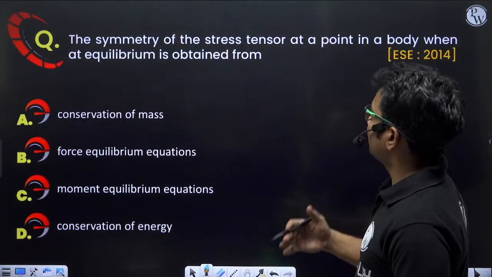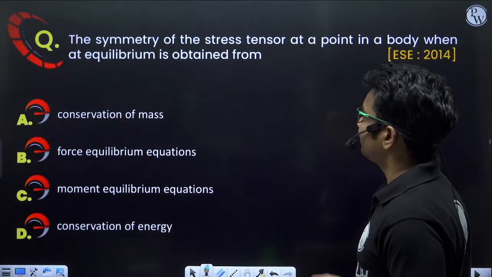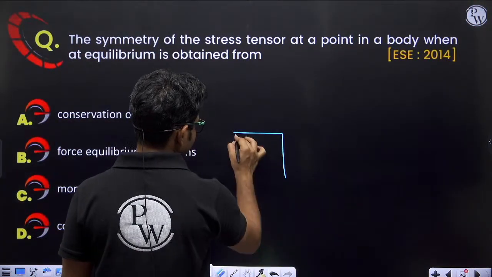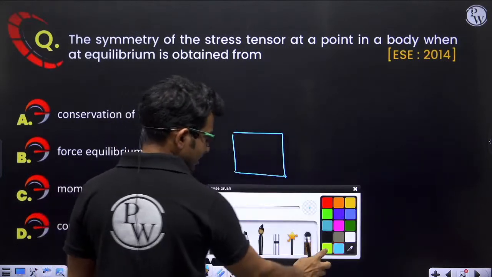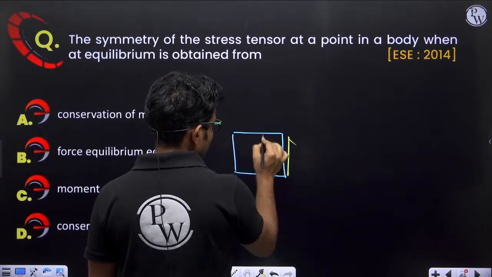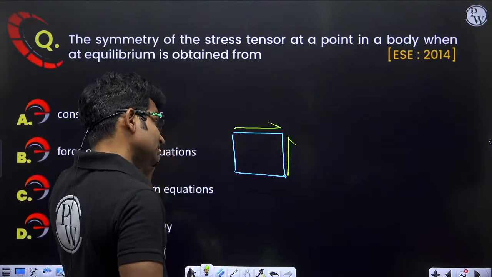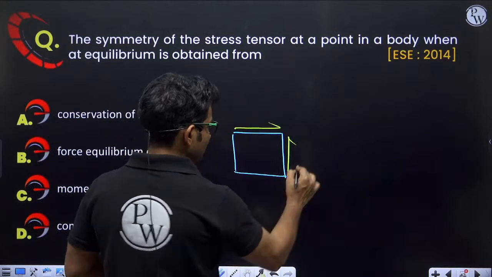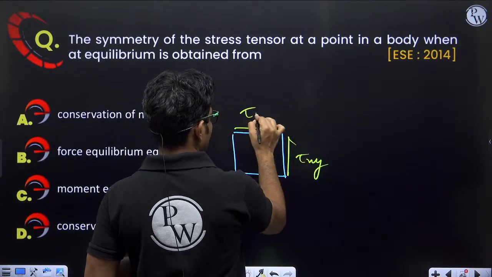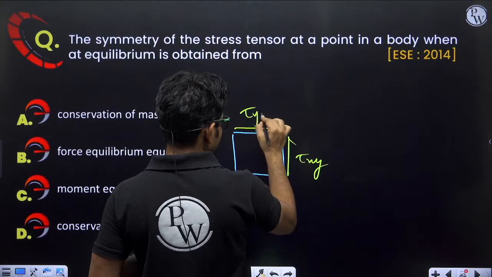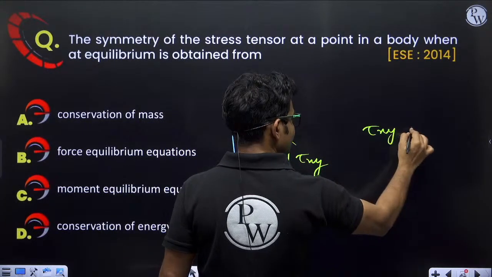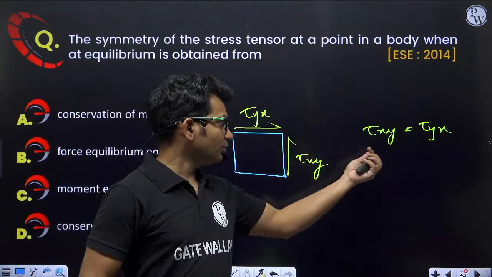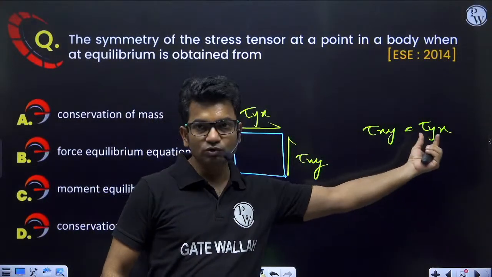The symmetry of the stress tensor at a point in a body when at equilibrium is obtained from. Symmetry of stress tensor, okay, when at equilibrium. So the stress tensor will be symmetrical when tau xy will be equal to tau yx. So symmetry of stress tensor is coming from this condition, tau xy is equal to tau yx.